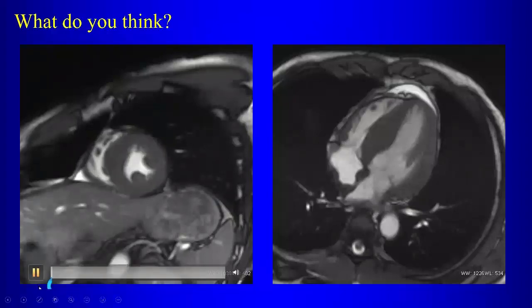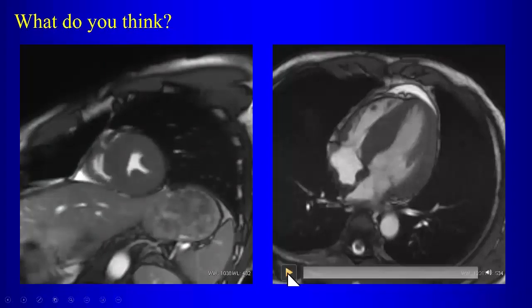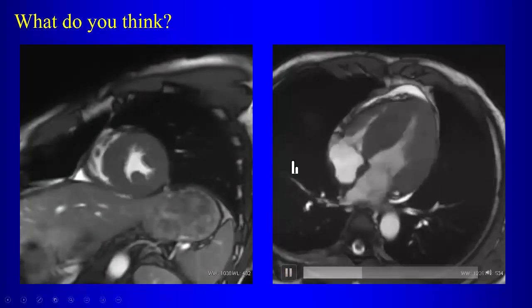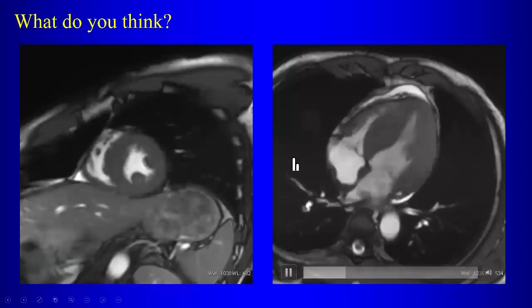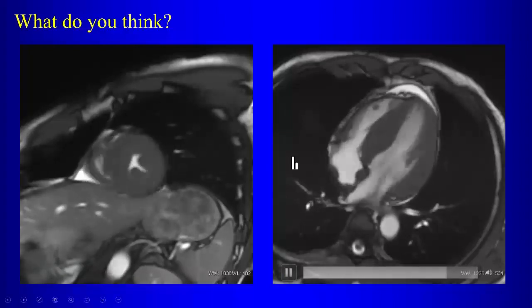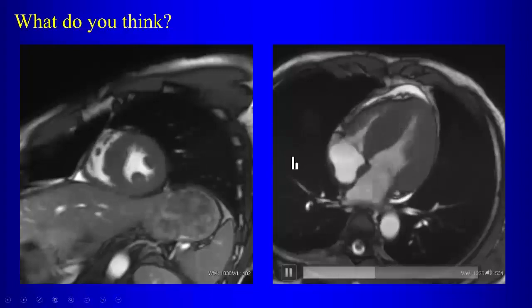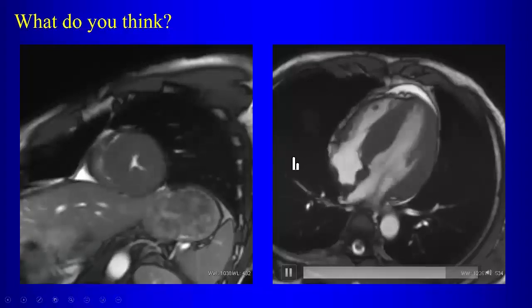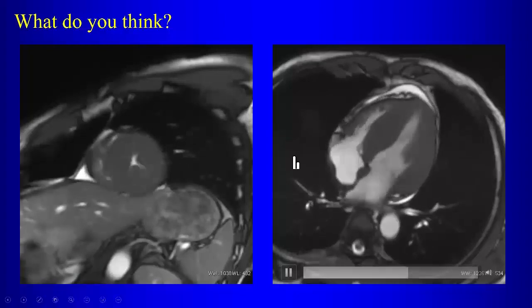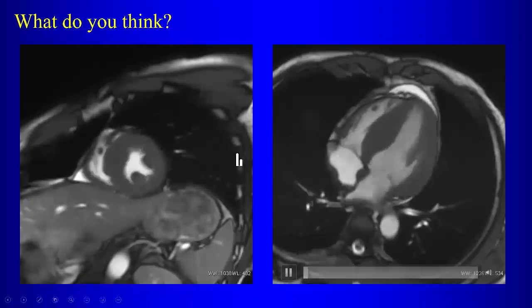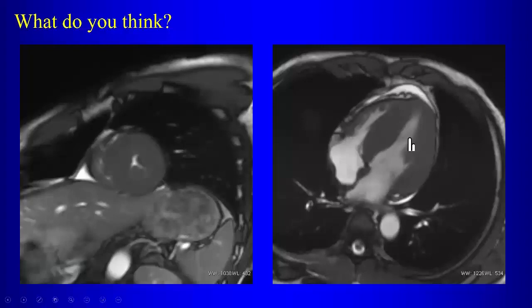Okay, so here's our next case over at St. Barnabas. What's wrong in this case? What's abnormal? Anybody at St. Barnabas? Beth Israel? Anything abnormal in this case? Right. Yeah, there's myocardial hypertrophy.